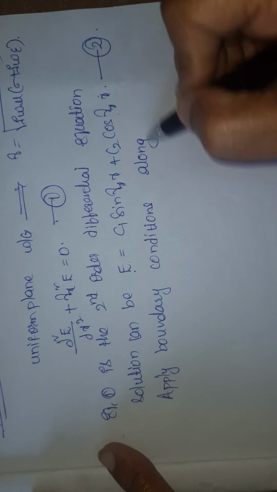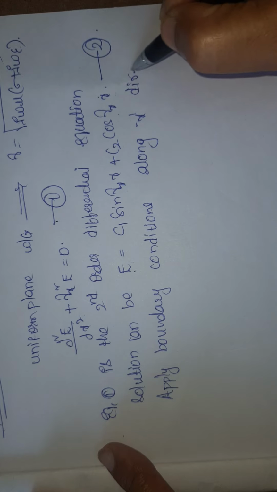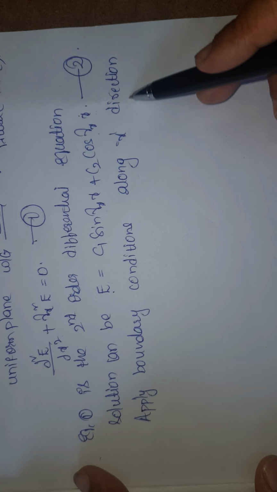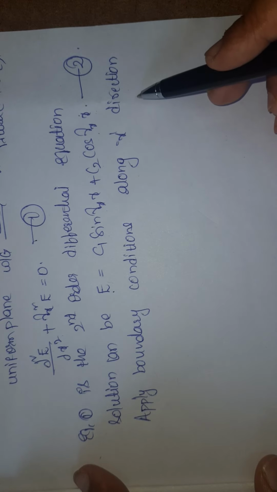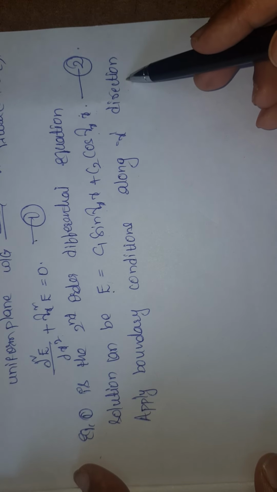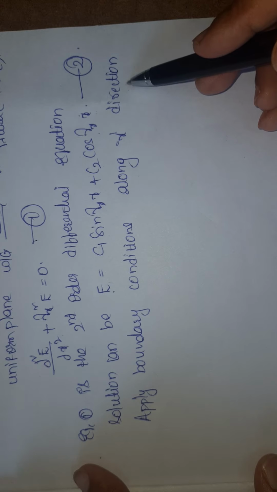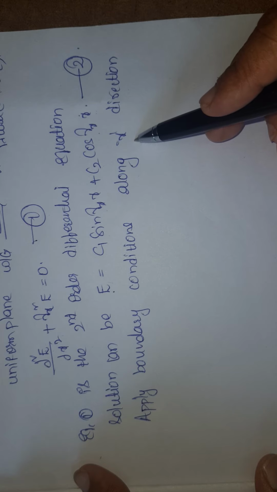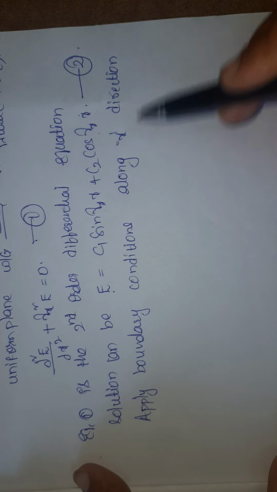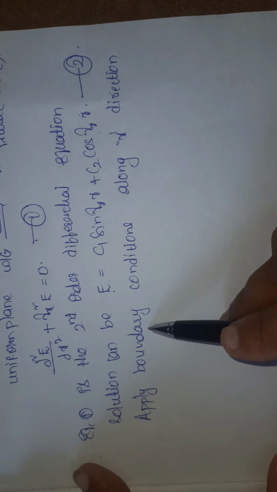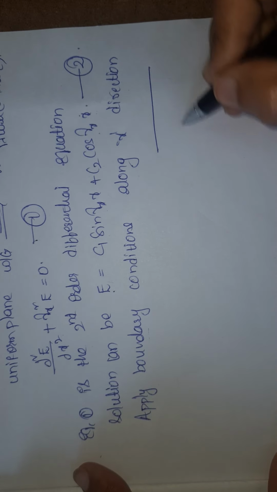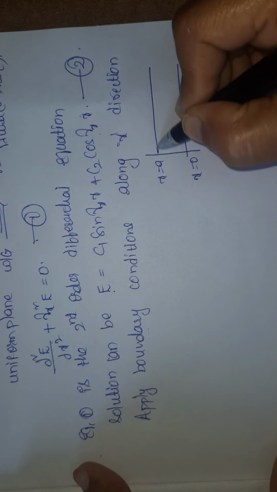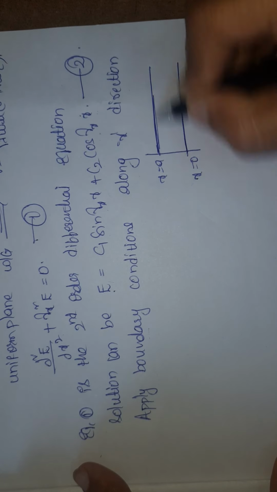I am directly writing the boundary condition along x direction. Why do we write the boundary conditions along only x direction? Because the wave is restricted only along x direction. The wave is not restricted along y direction. The direction in which the wave has restriction is where you have to apply the boundary. Only along x direction we are having the boundaries. At x is equal to 0 I am having one boundary.